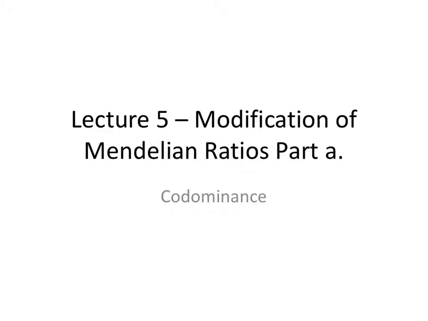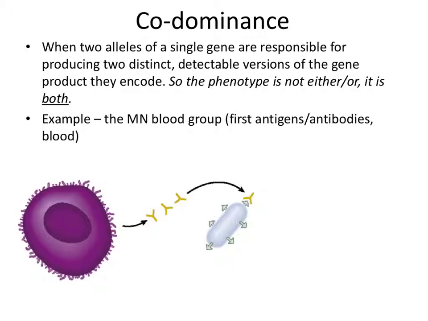In this first part of the lecture, we will discuss the genetic phenomenon of codominance using two examples from human biology, both related to blood typing. Codominance is the term applied to the situation when two alleles of a single gene are responsible for producing two distinct, detectable versions of the gene product they encode. In a heterozygote, this results in a phenotype that is not one or the other, but both possibilities simultaneously.